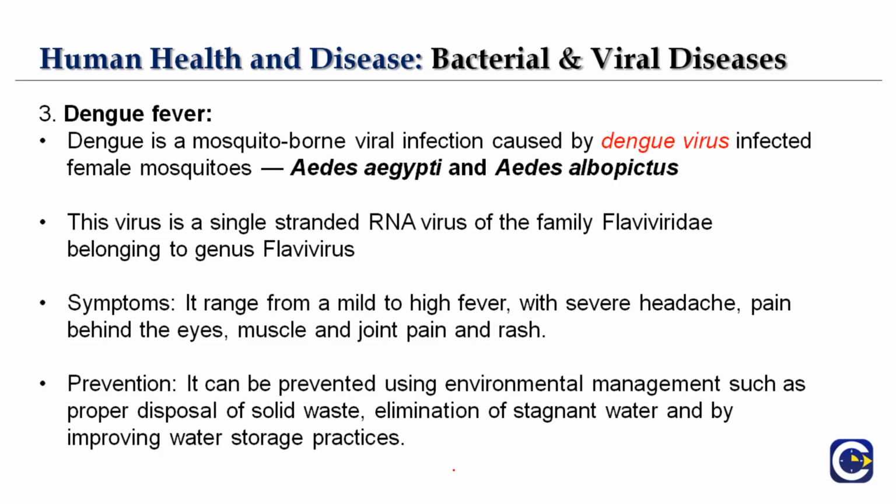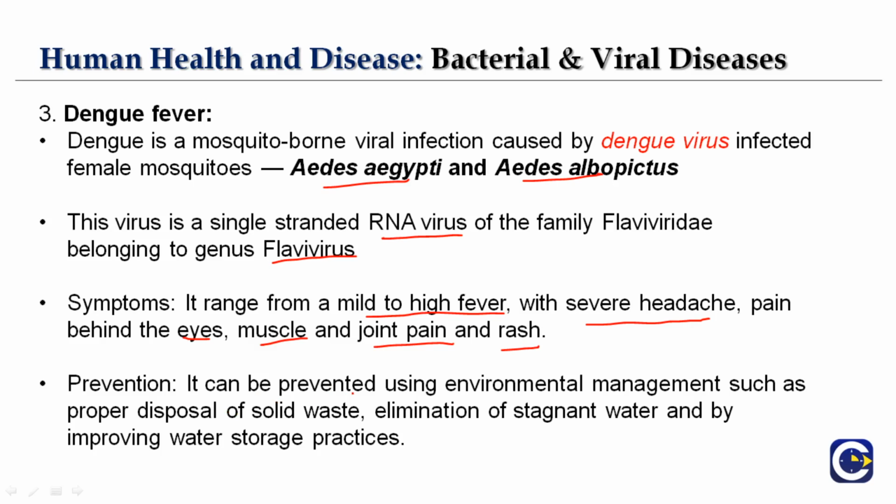Two species come under Aedes. You can make a note of it. So this, though being a viral disease, is once again a vector-borne disease. The virus is actually a single-stranded RNA virus of the family Flaviviridae belonging to the genus Flavivirus. The symptoms start from a mild to high fever. It slowly increases with severe headache, pain behind the eyes, muscle and joint pain, and rash. They also say that in a person affected with dengue, the first organ to be infected is the liver.